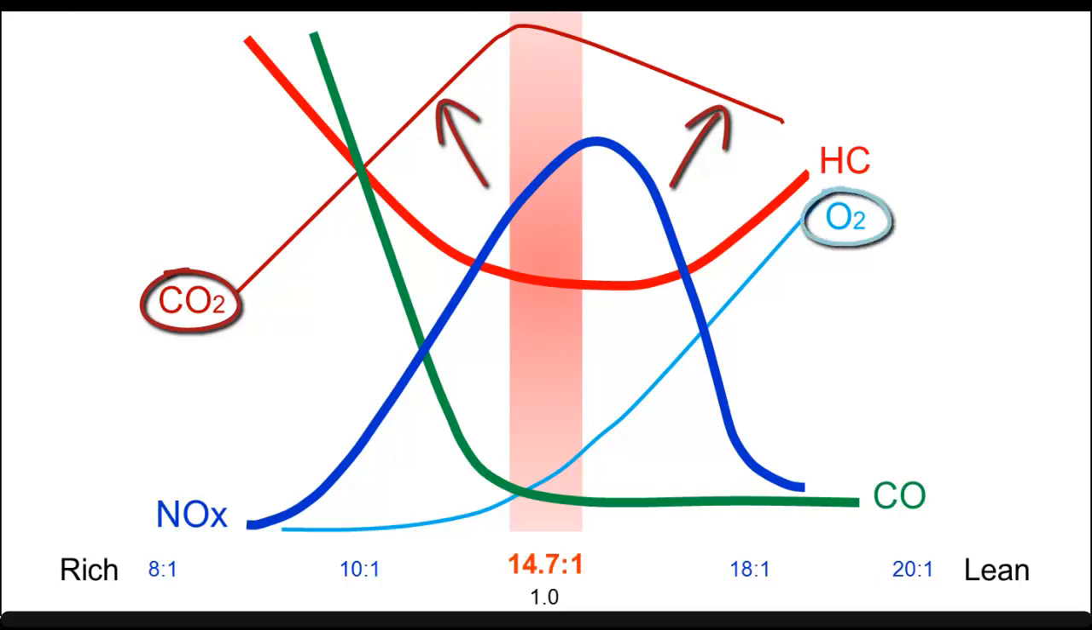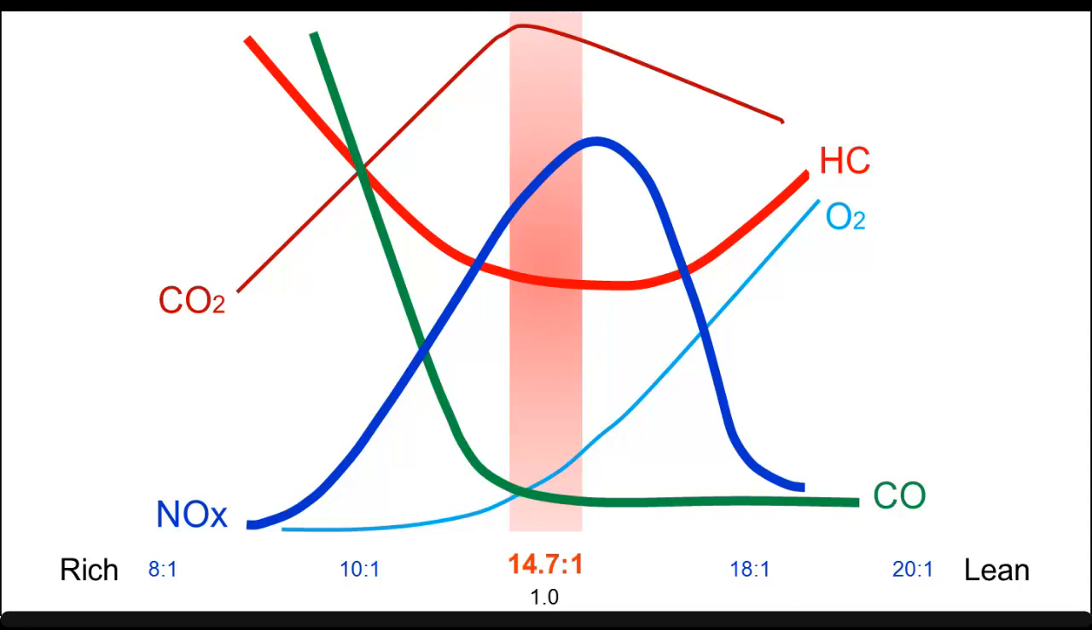If carbon dioxide is low and oxygen is low, generally below 0.5%, the mixture is rich. If carbon dioxide is low but oxygen is high, generally above 1.5%, the mixture is lean. Finally, elevated oxygen levels could be caused by misfire or exhaust leakage.